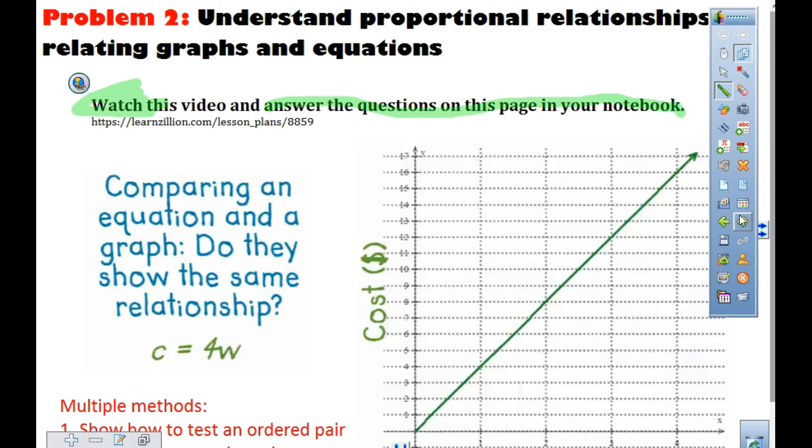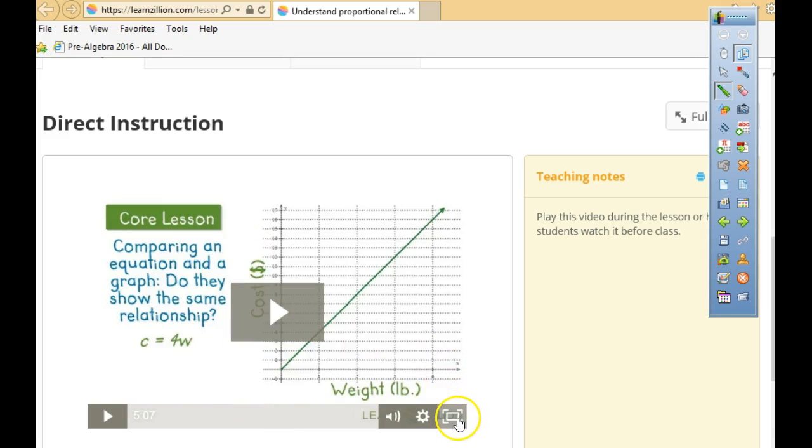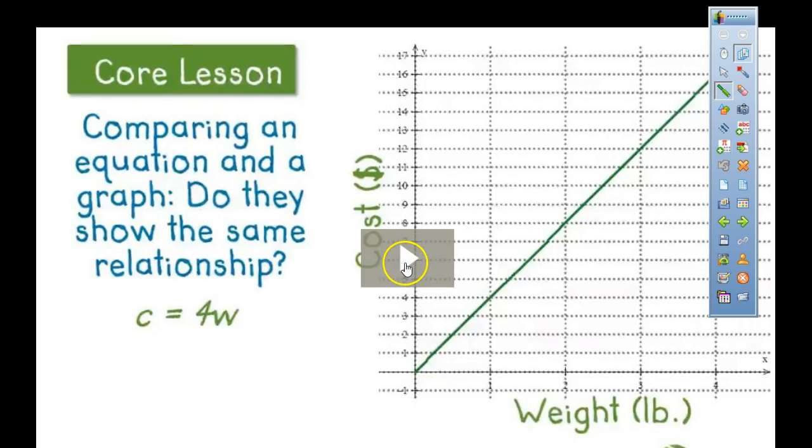And as you take a look at the top of the next page, we're going to watch this other video, and it asks you to answer both of these on this page that we are going to look at. So as you watch this second video, take a look at these, and you should be able to answer these next two.